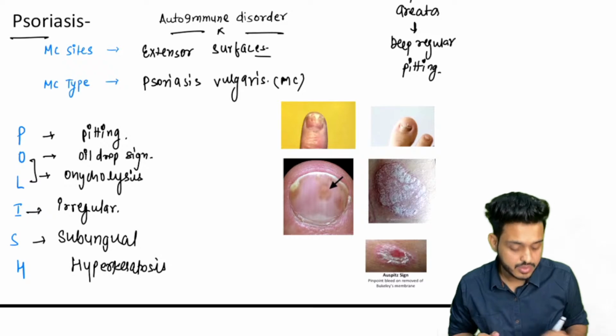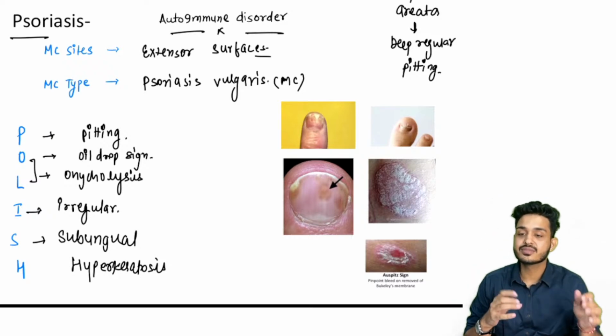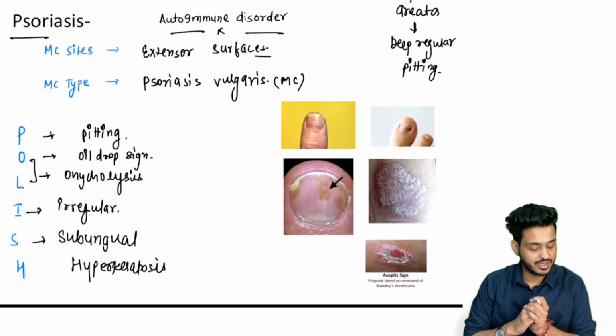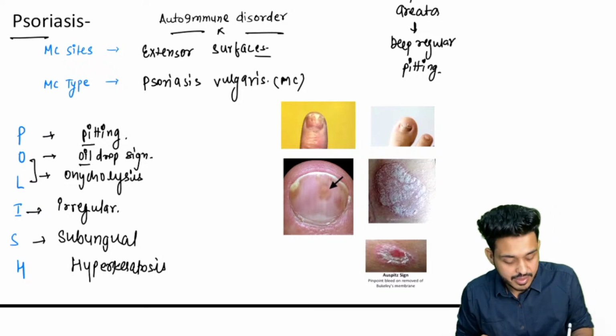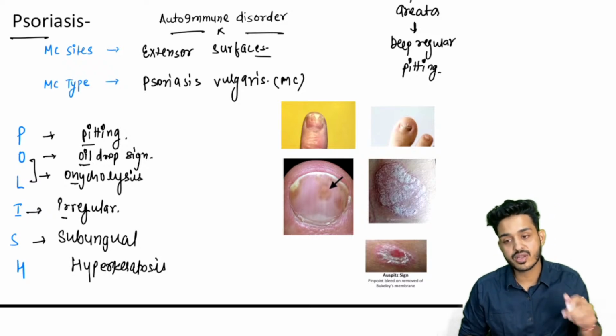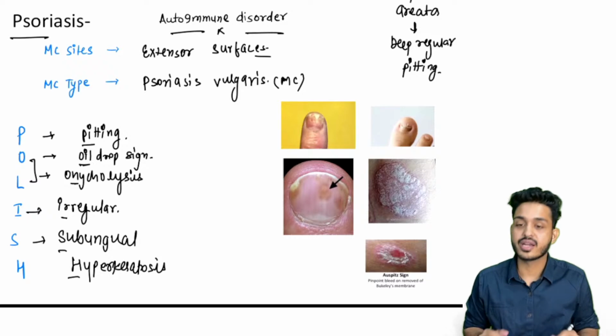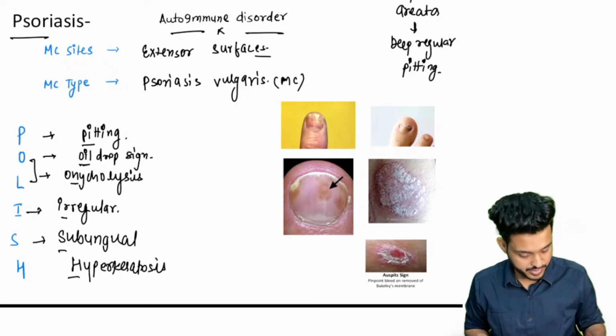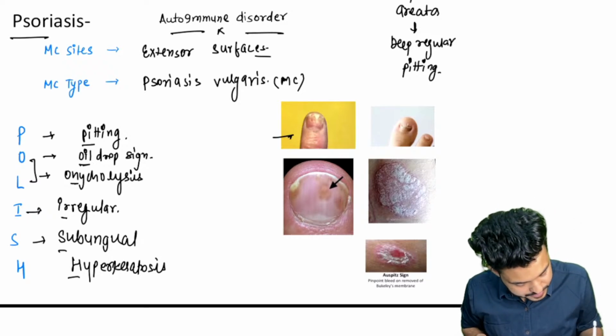ठीक है, तो psoriasis में क्या याद रखना है? Psoriasis में just remember the mnemonic, POLISH will be telling you all the important stuff. Okay, so there will be pitting, there will be oil drop sign, there will be onycholysis, there will be irregular pitting and subungual hyperkeratosis. क्या मतलब होता है subungual hyperkeratosis? अभी बताता हूँ, right?